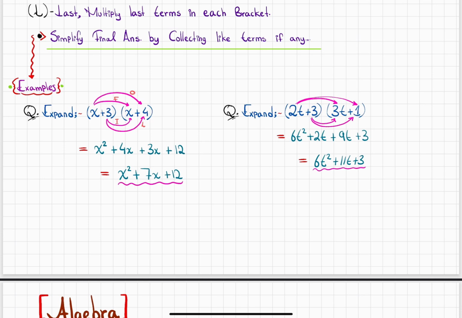So x times x, x squared, x times 4, 4x, 3 times x, 3x, 3 times 4, 12. You're going to get x squared plus 4x plus 3x plus 12. Combine like terms: x squared plus 7x plus 12. That's going to give you a quadratic expression.